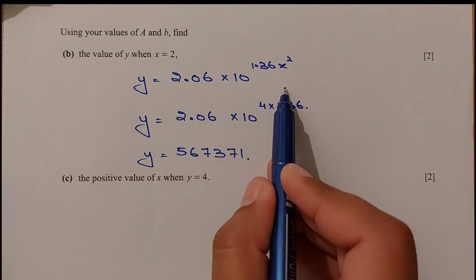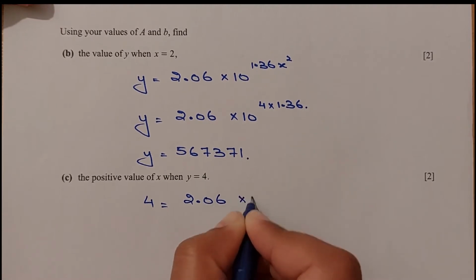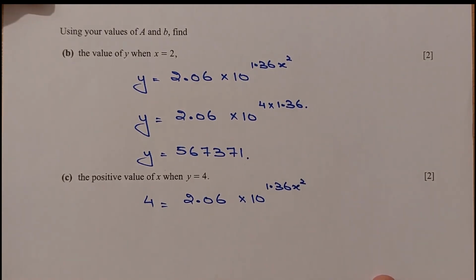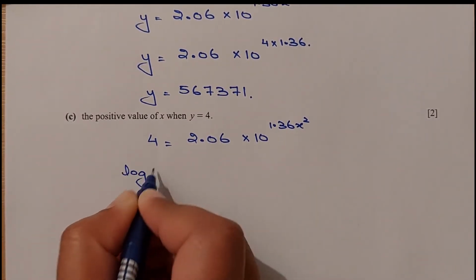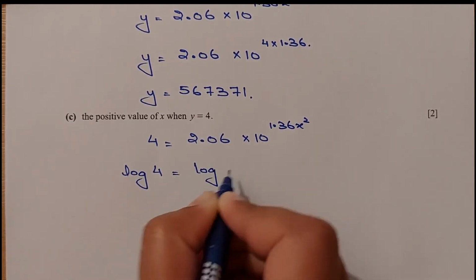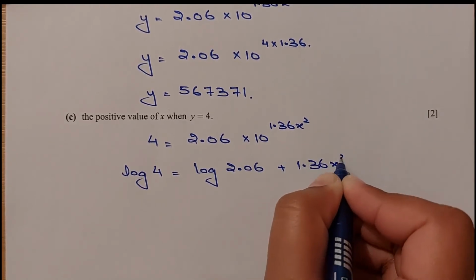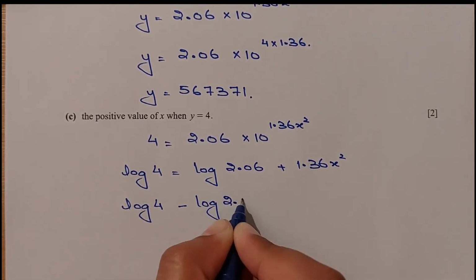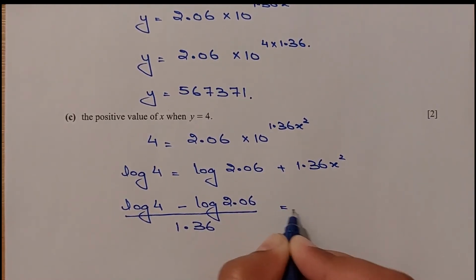Now for part c, the positive value of x when y equals 4. In this equation, just substitute y equals 4. So 4 equals 2.06 times 10 exponent 1.36 x square. We need to find the positive value for x. So for simplification, let me take log on both sides. So log 4 equals log of 2.06 plus 1.36 x square. So log 4 minus log 2.06, and then divide by 1.36, this is the x square.